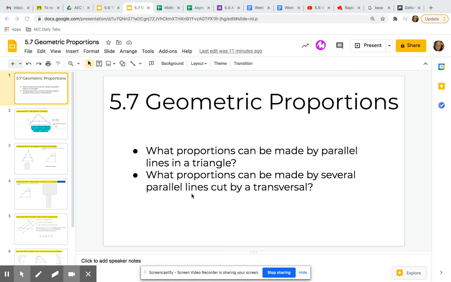Hey there, we are now on to section 5.7, geometric proportions. Essential questions for today: what proportions can be made by parallel lines in a triangle? And also, what proportions can be made by several parallel lines cut by a transversal?